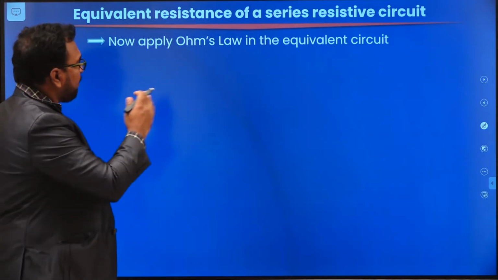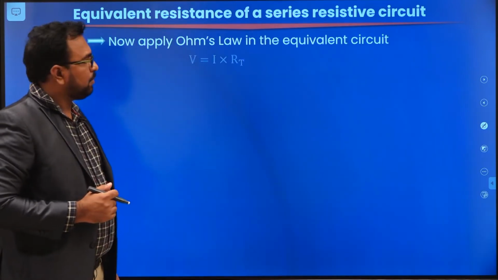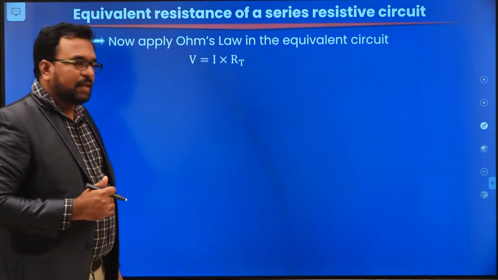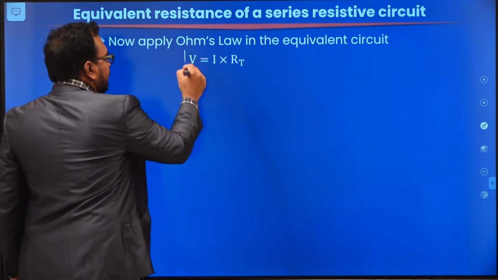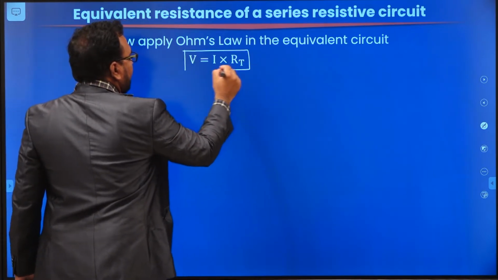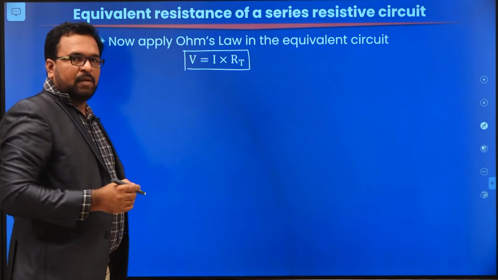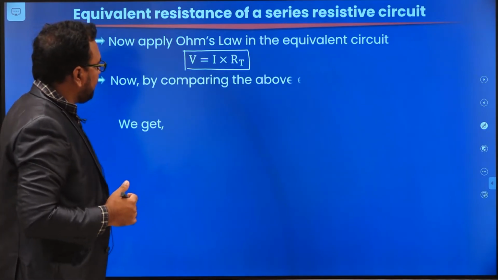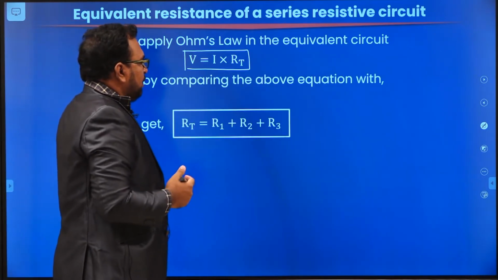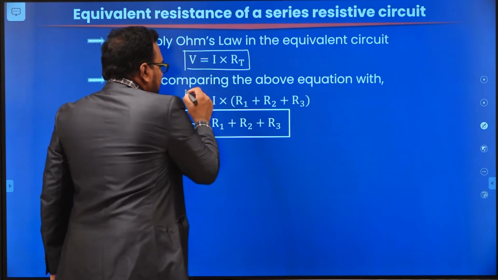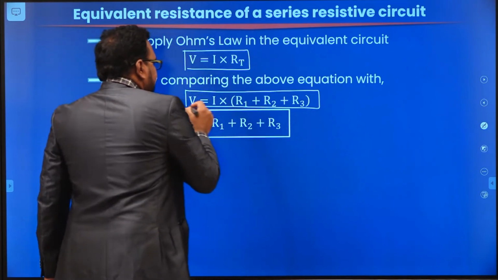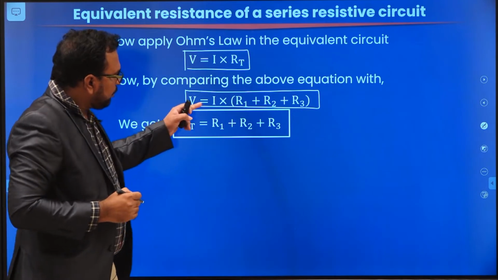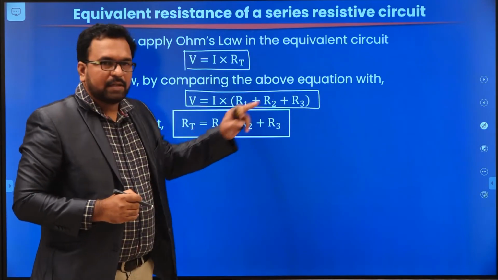Now apply Ohm's law in the equivalent circuit. So when you apply Ohm's law in the equivalent circuit, the expression we are going to get is V is equal to I into RT. But in the actual circuit, this is the equation we got. What is that equation? V is equal to I into R1 plus R2 plus R3.